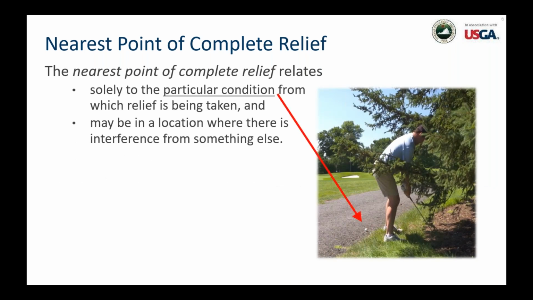Now, from where this ball lies, the nearest point of complete relief considers solely the particular condition from which relief is being taken, and may be in a location where there is interference from something else. So unfortunately, it is not necessarily the nicest point of relief, but the nearest point. So even though this player's heels are completely off the cart path and he is going to be taking his next stroke from within a tree, it's not the nicest point. This is the nearest point of complete relief.